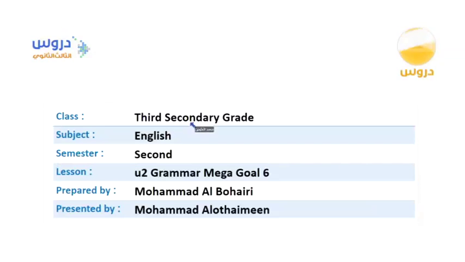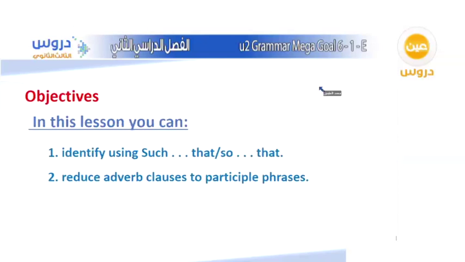Today we have the third secondary grade, second semester, Unit 2, Grammar, Mega Goal 6. This lesson is prepared by Muhammad al-Bahiri and presented by Muhammad al-Ataymin. In this lesson you can identify using such that or so that and reduce adverb clauses to participle phrases.